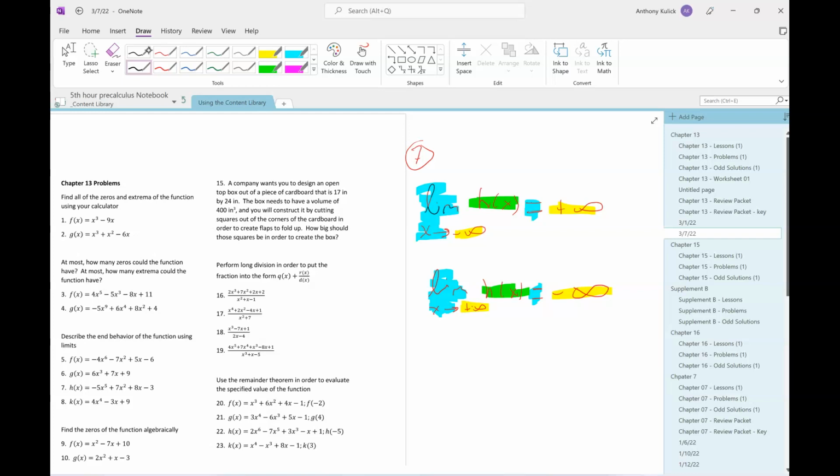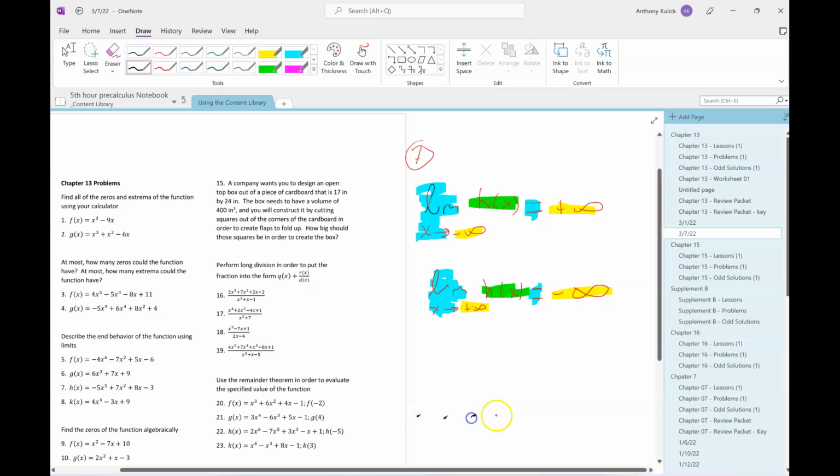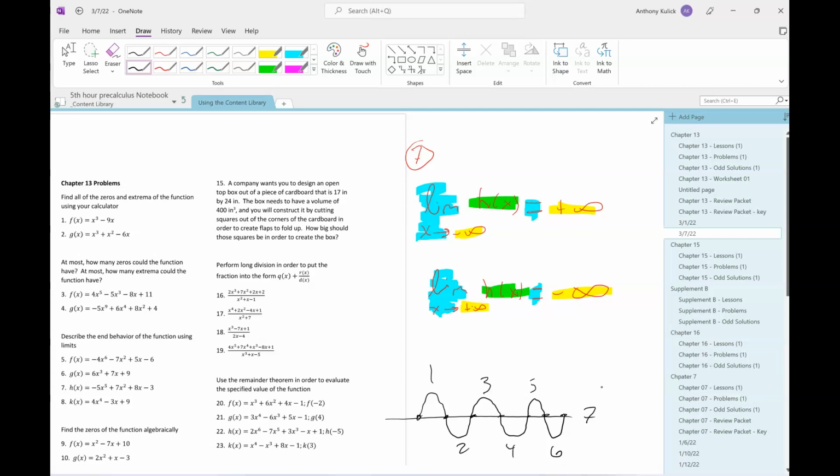Okay. Because if you think about it, if this is my x-axis and I have 9 things on here, in between each one I could have a maximum or minimum. But if I had 1, 2, 3, 4, 5, 6, 7 zeros, I can only get 6 bends in between them. You know what I mean? So it's always going to be 1 less, the extrema.